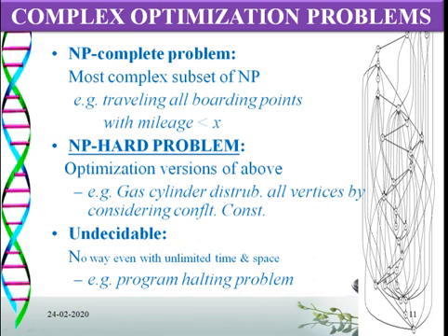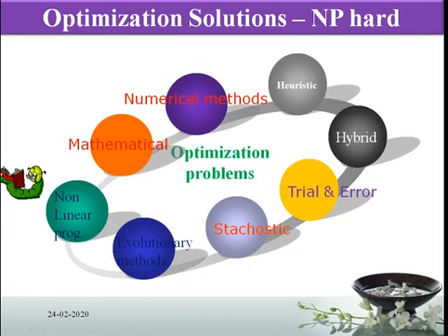This is the problem where the GA can give the solution easily. Next is the undecidable problem. There is no way, even with unlimited time and space. Each time this algorithm will give different solutions. That we will discuss later. What are the solutions available for this type of NP-hard problem? There may be numerical methods, like the Newton-Raphson method, which can converge slowly and reach the optimal point. But if there is minimization and maximization in the same problem, this type of convergence is difficult.